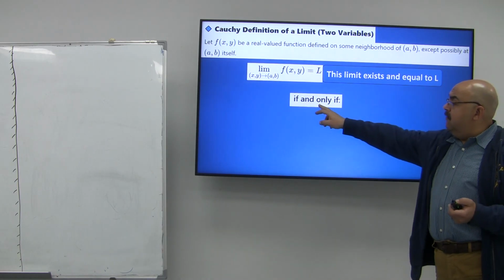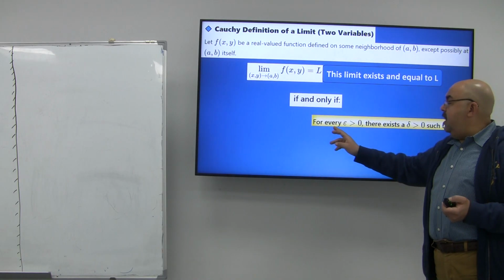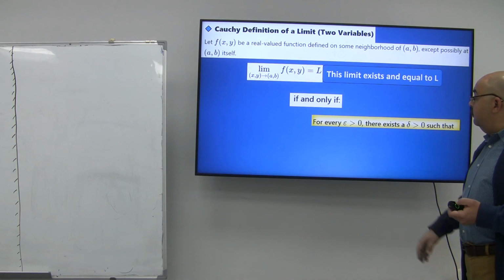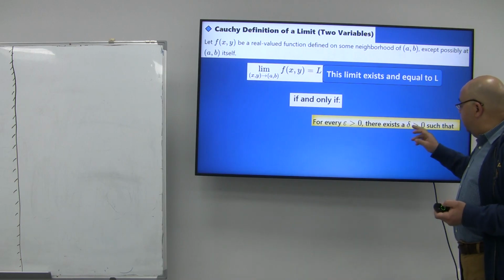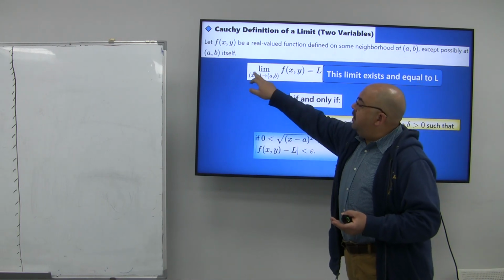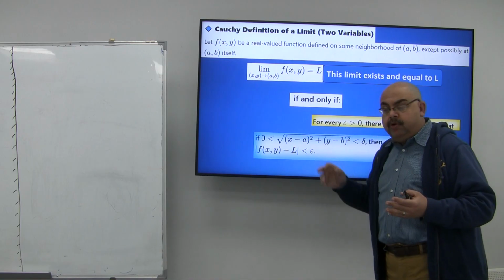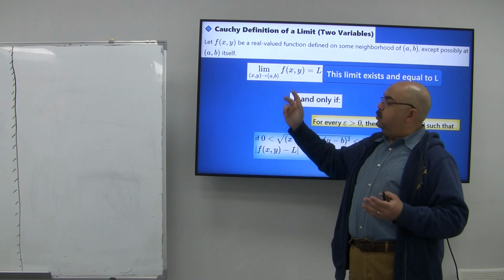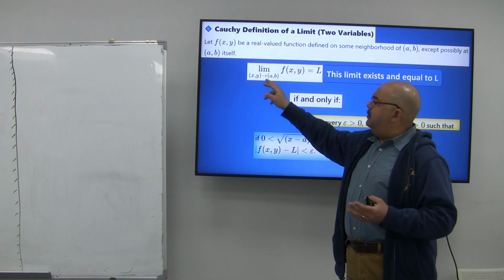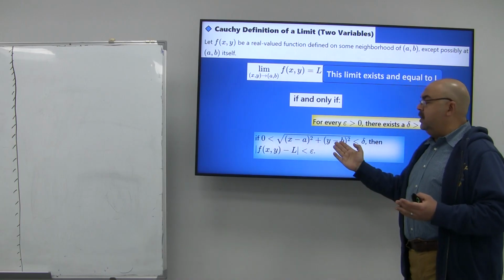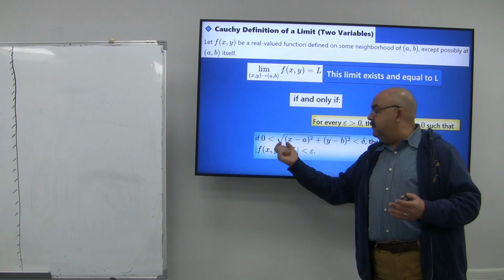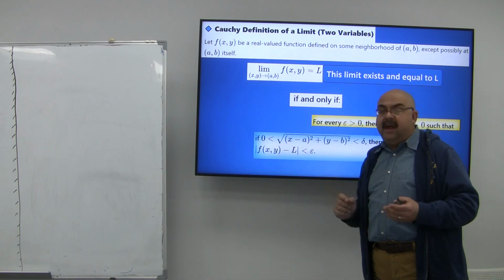The limit exists and equals L if and only if for every epsilon greater than 0, there exists delta greater than 0 such that the norm of the distance between (x, y) and (a, b), which is simply the square root of (x minus a) to the power of 2 plus (y minus b) to the power of 2, is less than delta. Then the difference between the function and L should be less than epsilon.